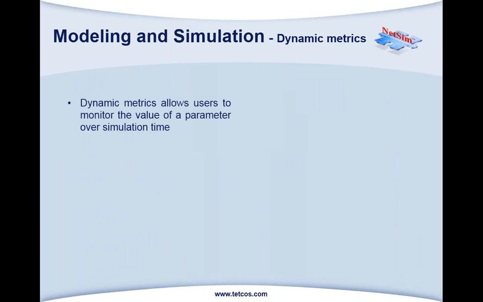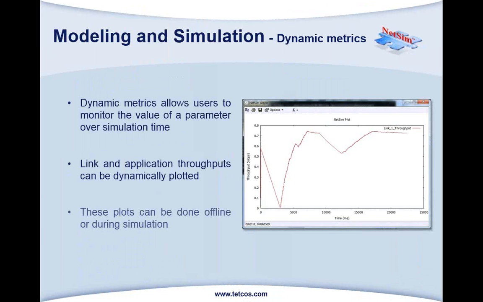Another is dynamic metrics. Dynamic metrics is the feature when you enable it during simulation. It will create some graphs of link throughput and application throughput. So we have option, we can draw this graph during the simulation or after the simulation. So when you click on during the simulation, it will slow down the speed of the simulation. So we'll do it after the simulation also.